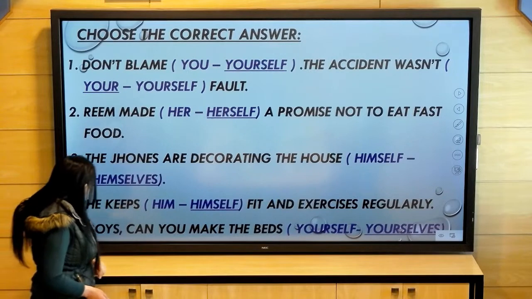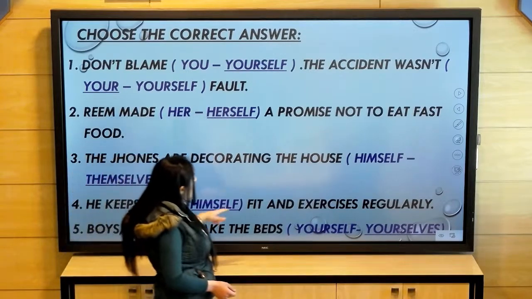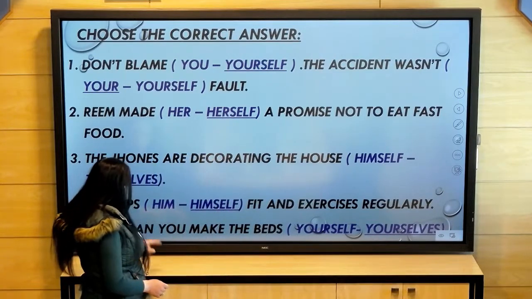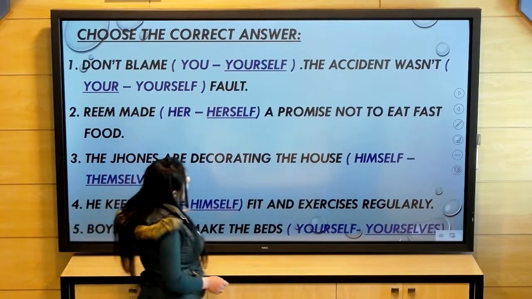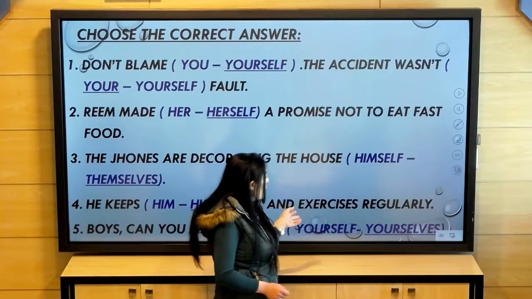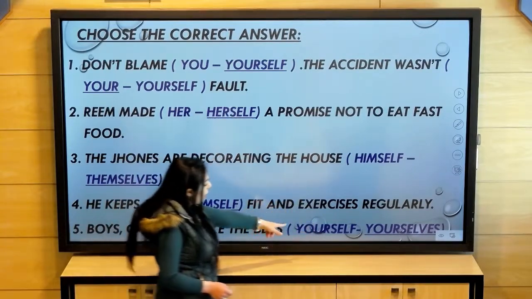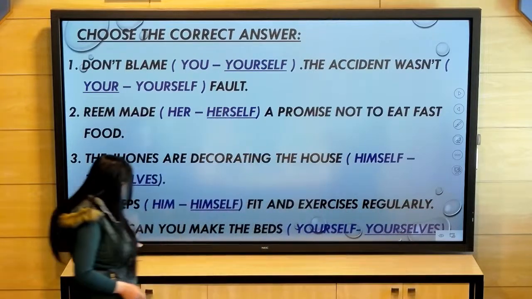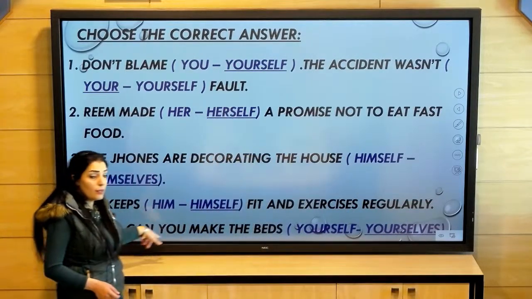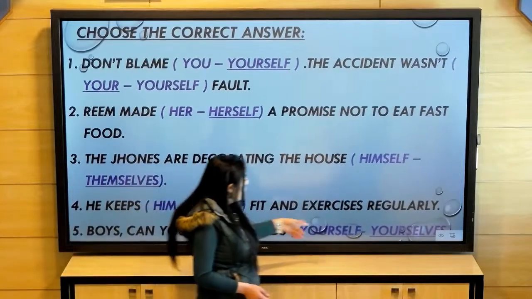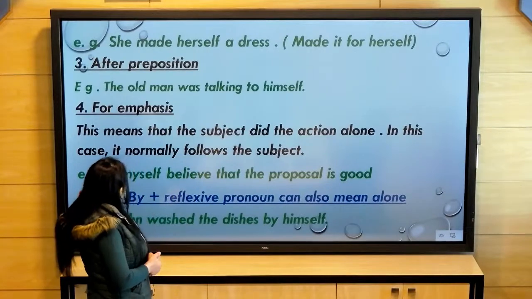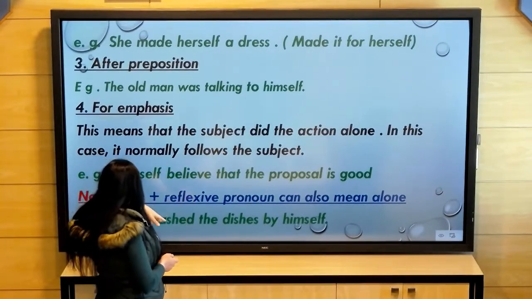Number 4, he keeps him or himself fit and exercises regularly. Number 5, boys, can you make the beds yourselves? Here you have yourself singular and yourselves plural. We are talking to boys. Boys are plural, so we choose yourselves. She made herself, so, no, not this.